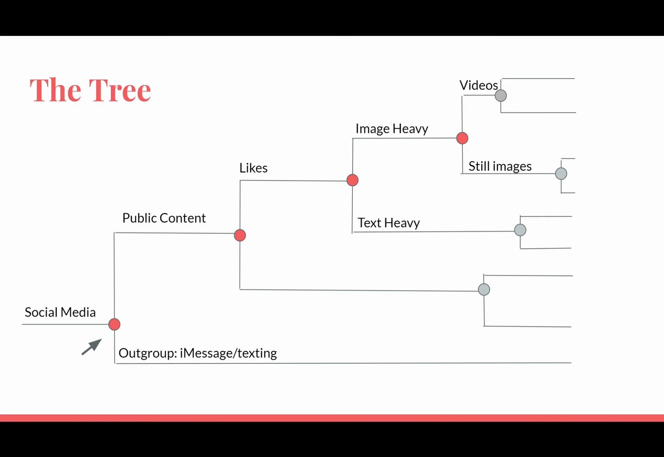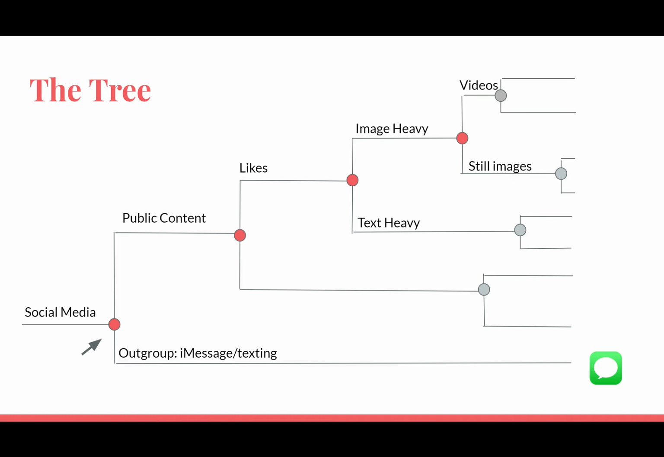Separated furthest from the group is the outgroup, which in this tree is iMessage. This platform lacks the public sharing abilities of all other platforms we will focus on today, and as such is not truly considered social media. Next, we have our first operational taxonomic unit, or OTU. This is used to represent closely related groups.